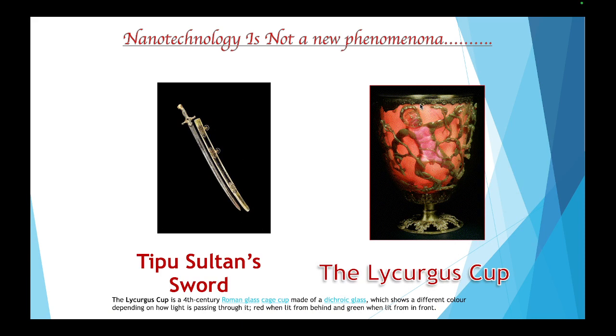Then this slide shows that nanotechnology is not a new phenomenon. You can see there is a Tipu Sultan sword and the Lycurgus cup. The beauty of the sword is that it is rust free to date. After examining deeply, the scientists have observed that there is a coating of materials in the nanometric range, and in this cup one can see different colors from different directions. Again, the credit goes to different sizes of the nanomaterials.